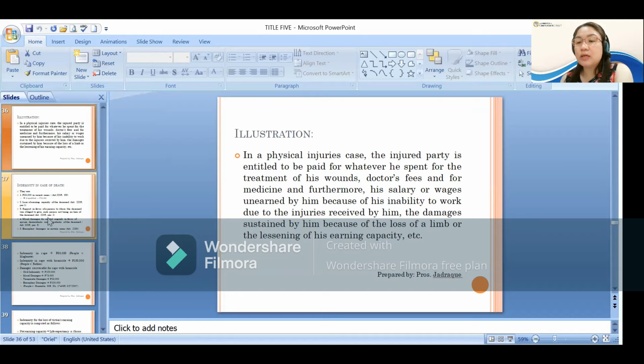So this has to be proved by the offended party that because of the injury he sustained, he cannot earn this much already. Meaning to say, if before he used to earn 500 as a tricycle driver, but because of the incident wherein the accused injured his legs, for example, and because of that, he cannot drive his tricycle well, so he now earns only 100 from the 400. So through the difference there, it can be claimed as part of the consequential damages.